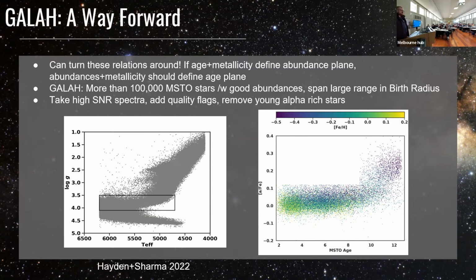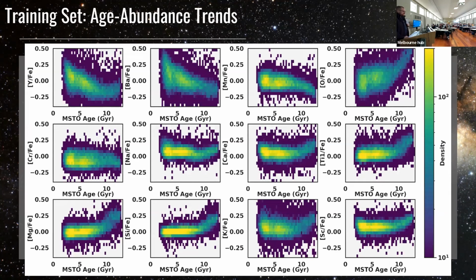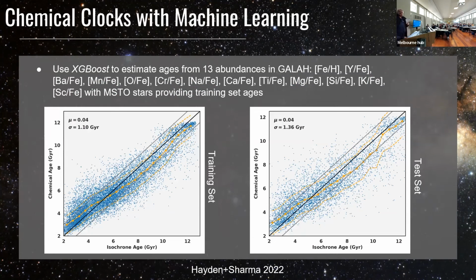And so what we can actually do is turn this idea around, right? So we just said if the age and metallicity define the abundance plane, the abundance and metallicity should define the age plane. And so GALAH offers us a way to test this because we measure all these different abundances and we have a huge sample of stars with ages. So you can take these turn-off stars and throw them into your favorite machine learning algorithm and feed it all of these age abundance trends that I have here and say, can we learn the age based on these chemical abundances? And so you can use a neural network. I used XGBoost, which is kind of like a decision tree algorithm. And I fed it 13 abundances that GALAH measured. So metallicity, yttrium, barium, so on.